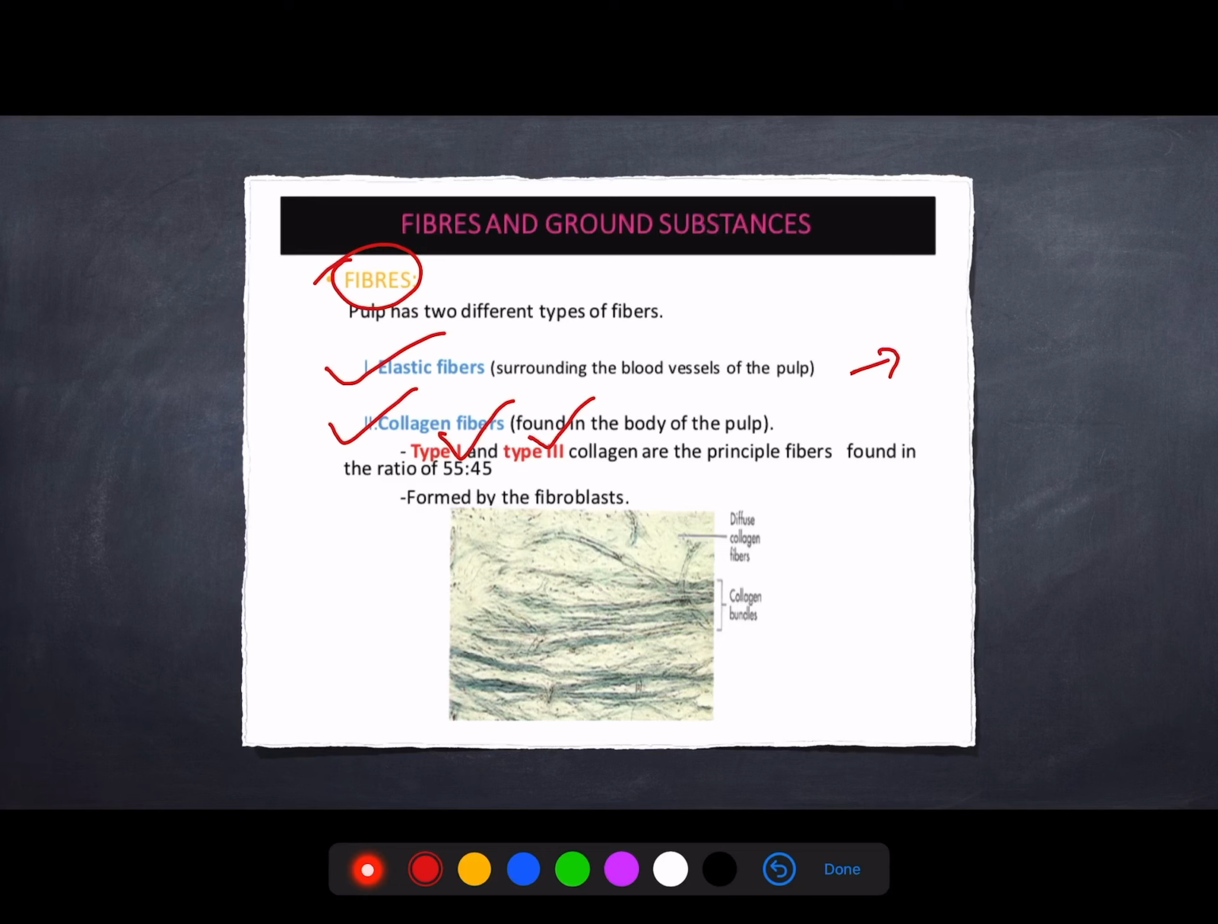Regularly, enamel doesn't have any collagen. Type 1 collagen is present in the dentin. Type 1 collagen and type 3 collagen are present in the case of PDL. In every part you have mostly type 1 as the predominant.